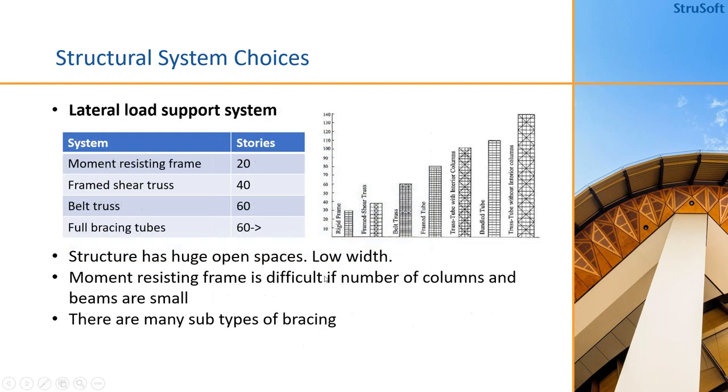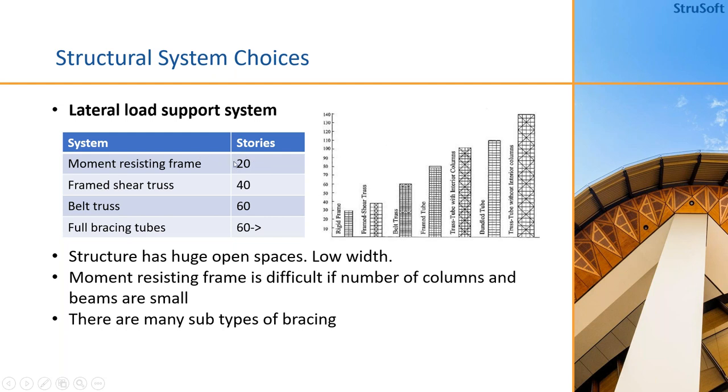Anyway, let's continue. Then we have to design the lateral load support system. So it means which system will take the wind load. And wind load is the main loading of this project. And usually this table you have here is more for normal buildings. And for those hall type buildings, which do not have a lot of internal columns and not a lot of beams, this table is not very good.